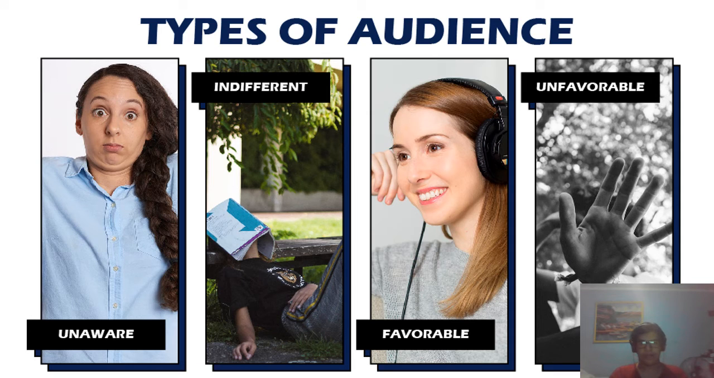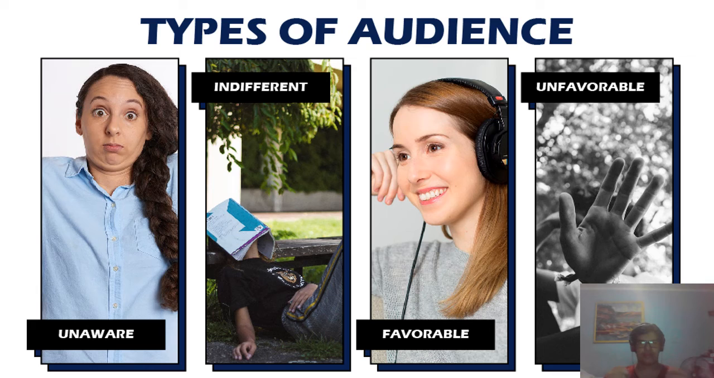Well, after that you need to know the types of audience. There are four types of audience. The first one is the unaware. It's the audience that has a little knowledge about what you are saying, but not enough. So you have first to give them some information about that, and then you have to convince them or tell them what you want them to know.